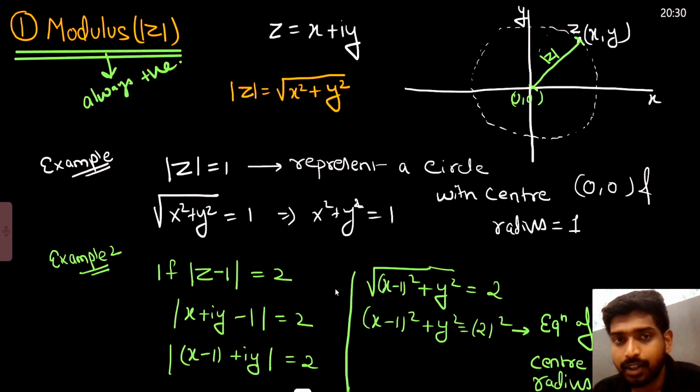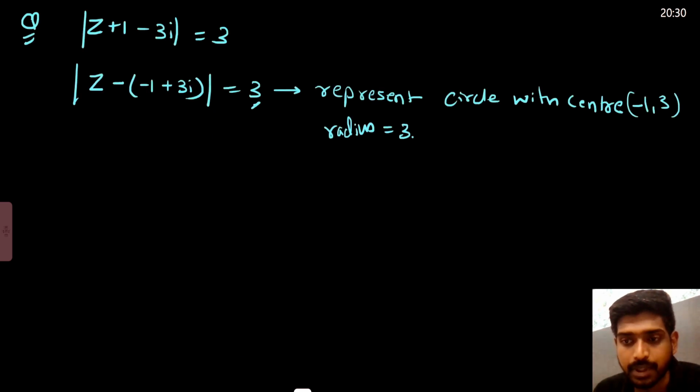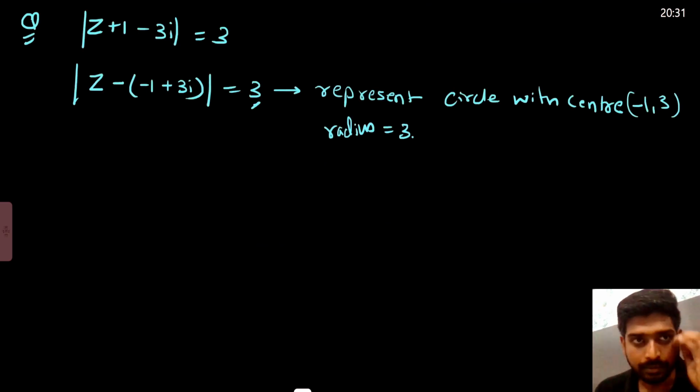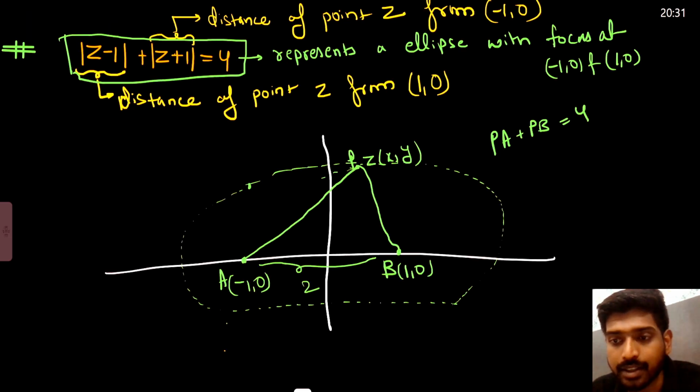Understood? Next, we have seen some questions, some examples in different cases. Sometimes it will represent an ellipse. Sometimes it will represent the distance between 2 points. We can use this as a distance formula also between 2 complex numbers. Next, we have seen when it represents a circle. Next, we have seen when it will represent an ellipse, how the equation of an ellipse is written in the form of complex numbers. Got it?